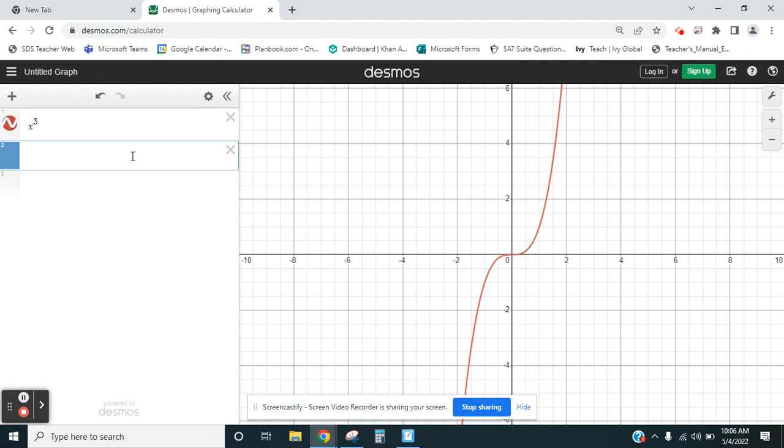Here's another odd function. Let's do this. Try x to the third minus 2x.